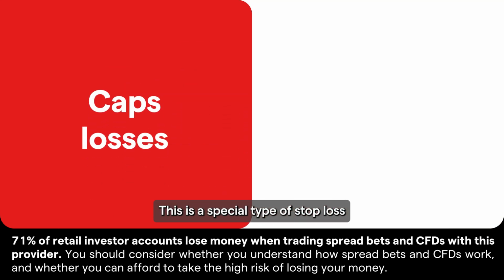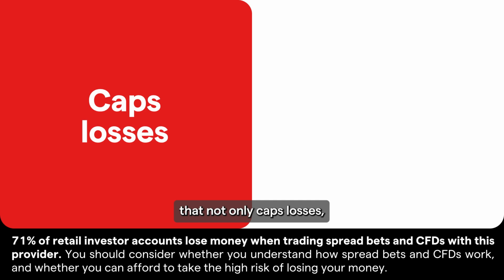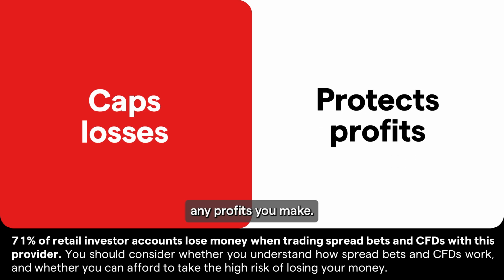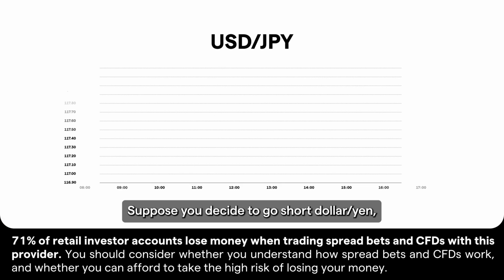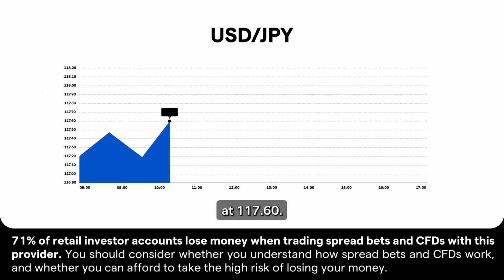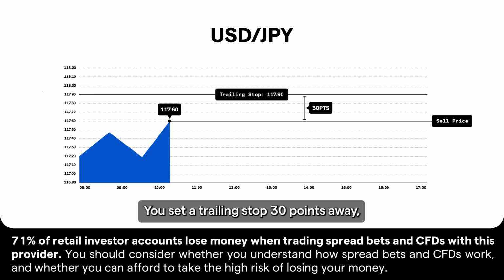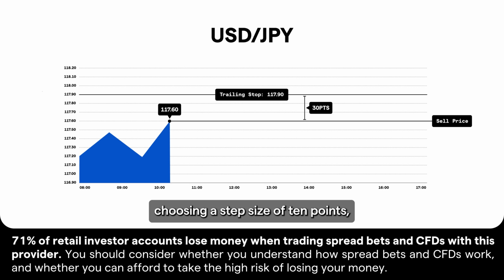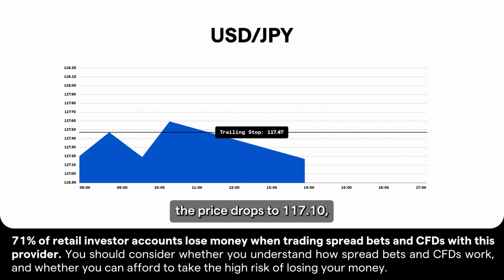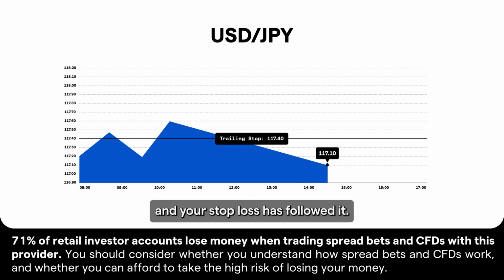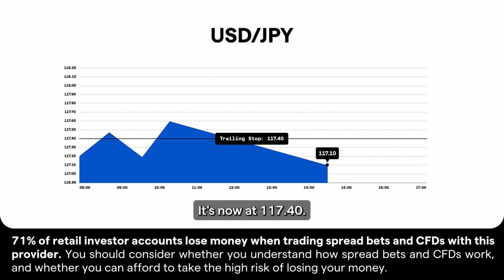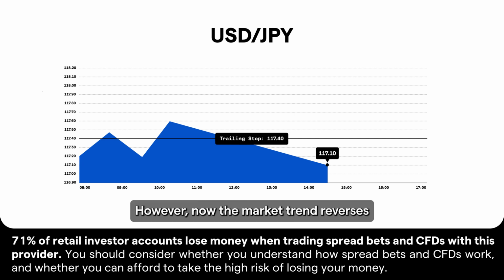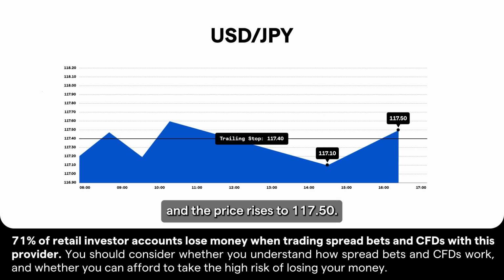This is a special type of stop loss that not only caps losses, but also helps protect any profits you make. Suppose you decide to go short dollar-yen at 117.6. You set a trailing stop 30 points away at 117.9. Choosing a step size of 10 points, the price drops to 117.1 and your stop loss has followed it. It's now at 117.4. However, now the market trend reverses and the price rises to 117.5.